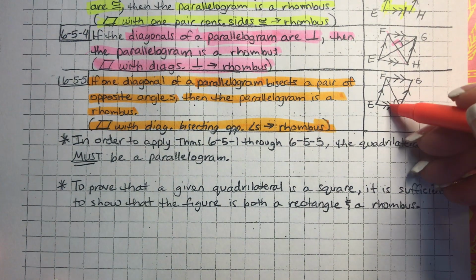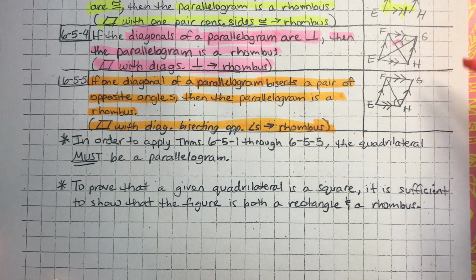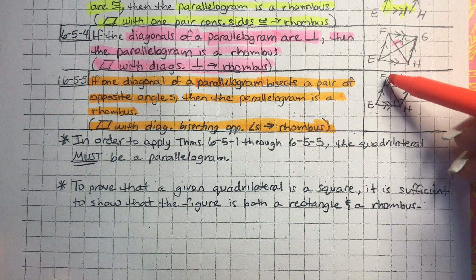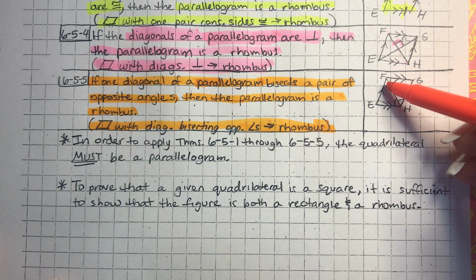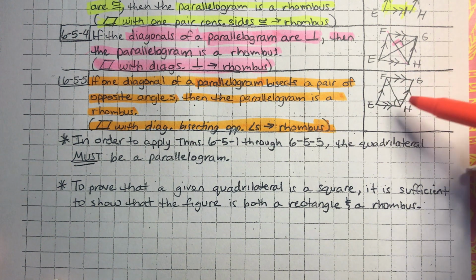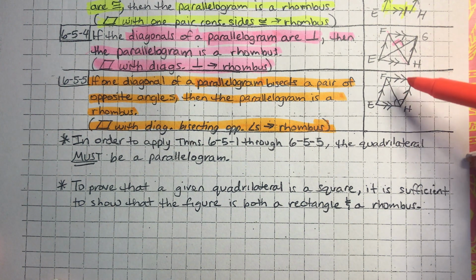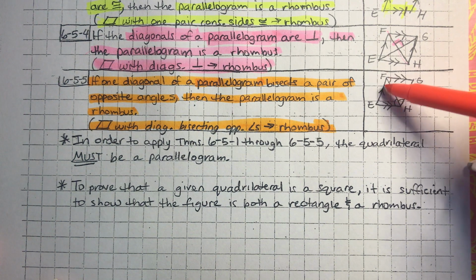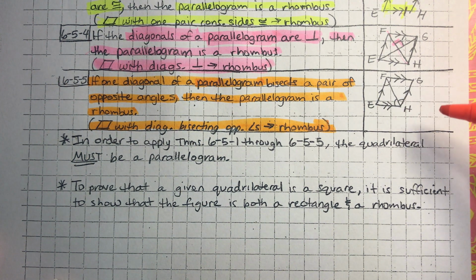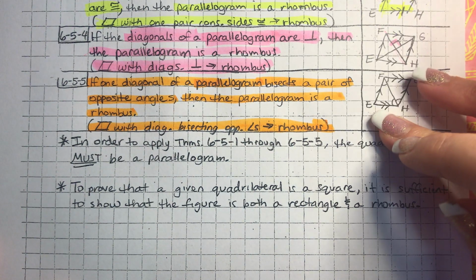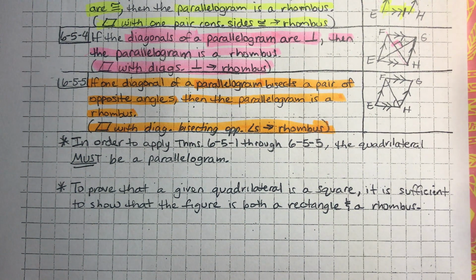So we have two sets of parallel sides, so we know it's a parallelogram. And if we look here, this diagonal bisects. It makes these the same, and it makes these the same. That means it bisects, right? So we know that if this diagonal bisects one pair of opposite angles, then it is a rhombus. Okay? So those are the three theorems that let you know whether it is a rhombus.